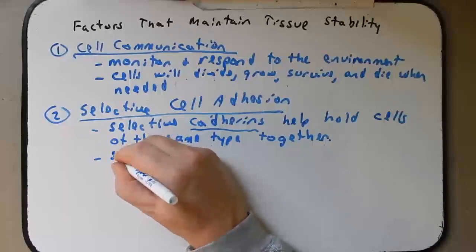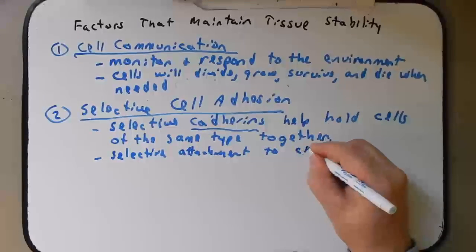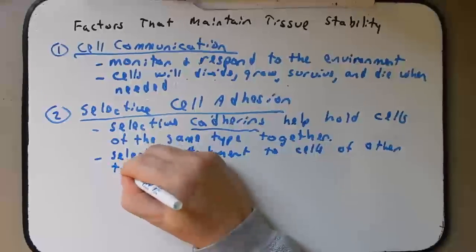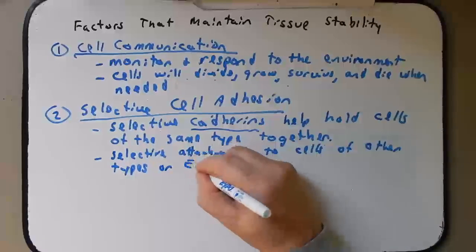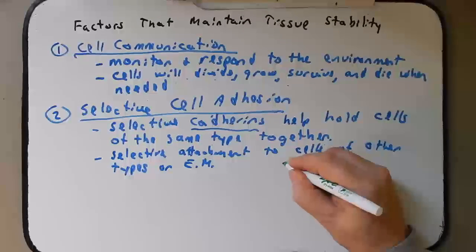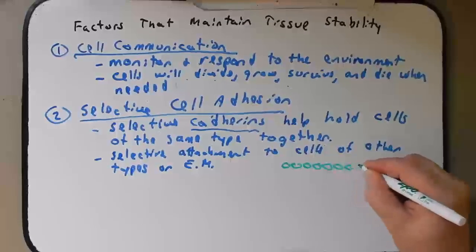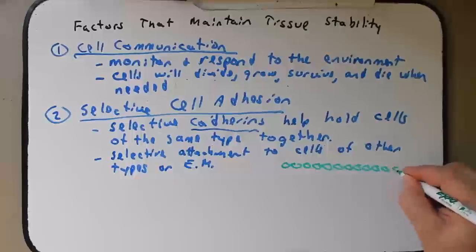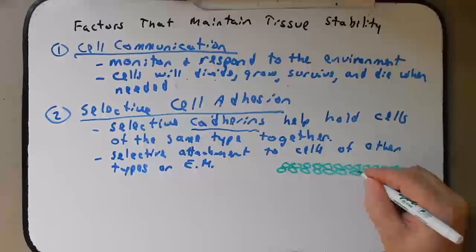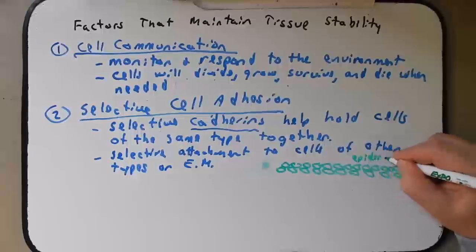Now, sometimes there is selective attachment to cells of other types or the extracellular matrix. For instance, the cells of our epidermis that coat the outside of our skin will adhere to each other like so. And there's probably multiple layers here, so let me quickly draw this in here. So remember, this was the epidermis.